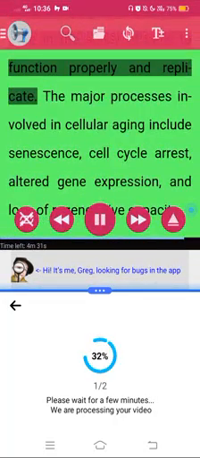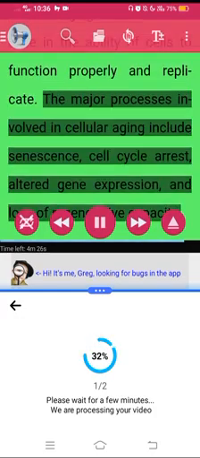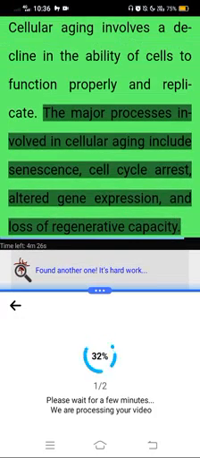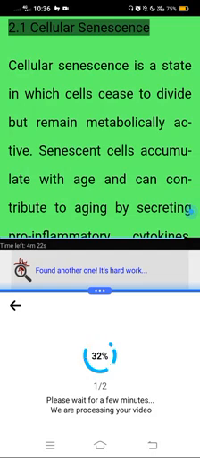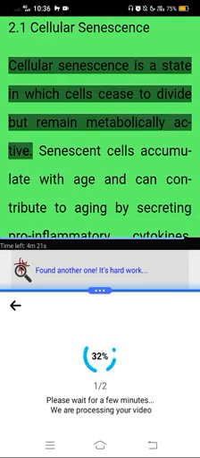2. Cellular aging. Cellular aging involves a decline in the ability of cells to function properly and replicate. The major processes involved in cellular aging include senescence, cell cycle arrest, altered gene expression, and loss of regenerative capacity. 2.1 Cellular senescence. Cellular senescence is a state in which cells cease to divide but remain metabolically active.